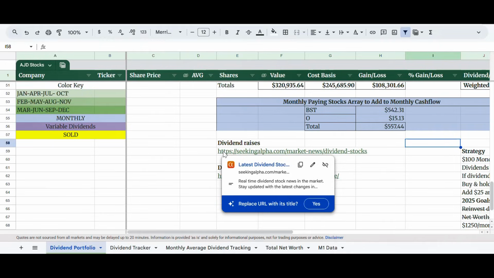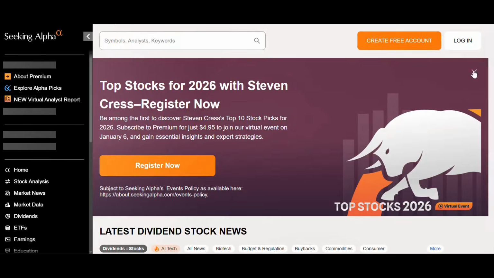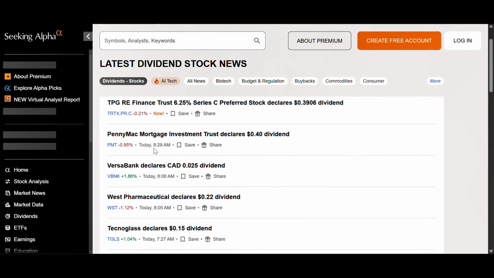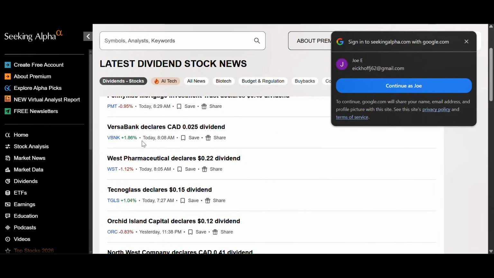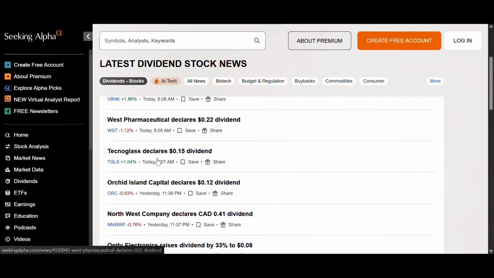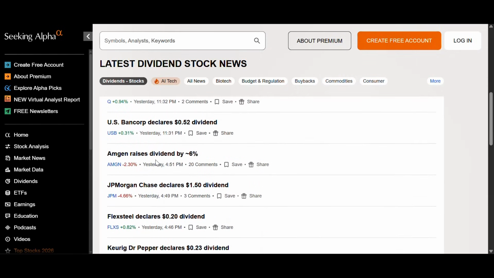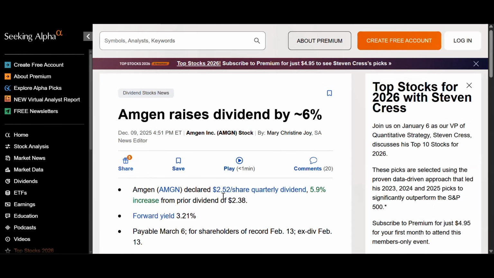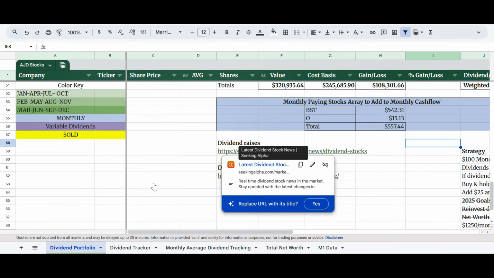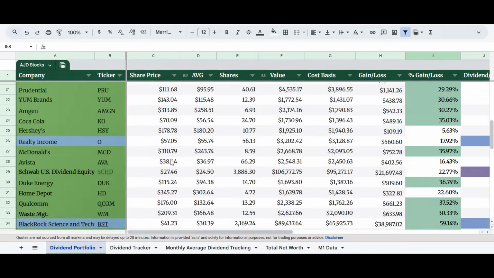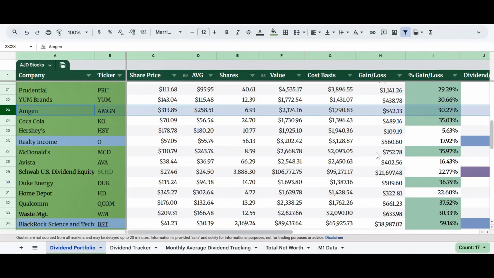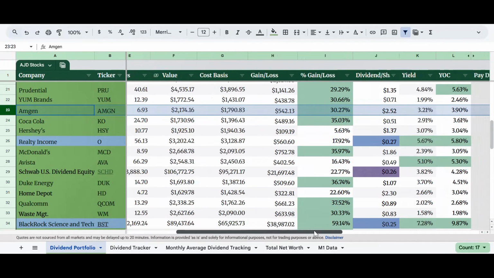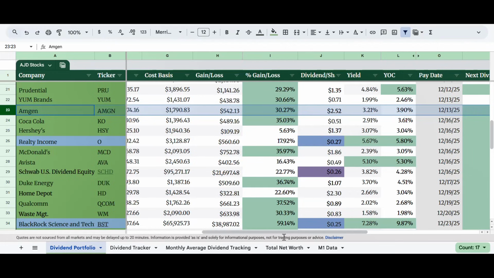And I like to use Seeking Alpha, this link right here, and kind of search for different news out here for the dividend raises, or if there's a cut, that could happen as well too. So we'll see. There it is right here. So Amgen came through for me with that 6% dividend raise. They raised their old dividend of $2.38 to $2.52. We'll go find Amgen on the list here. They're right here. I've already updated it. So there's that new dividend of $2.52.